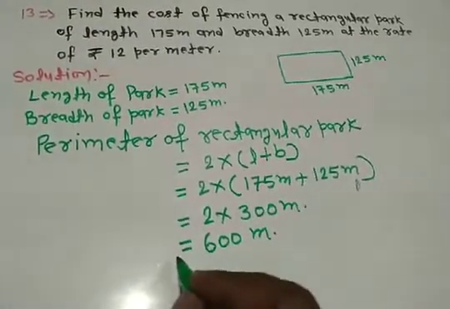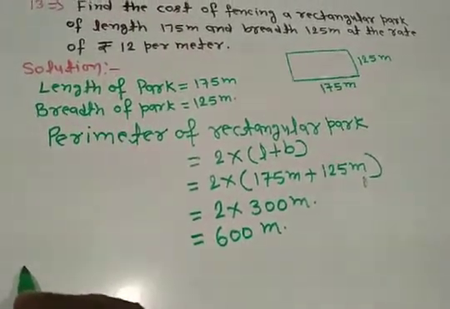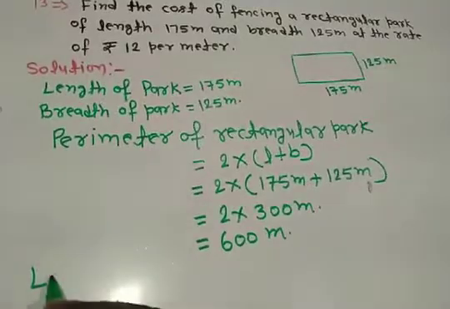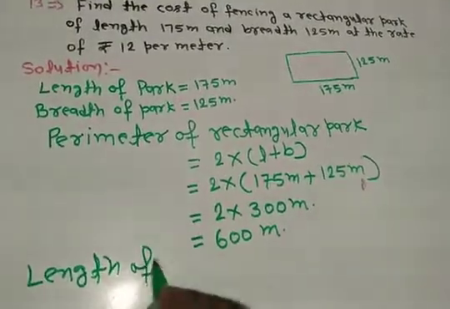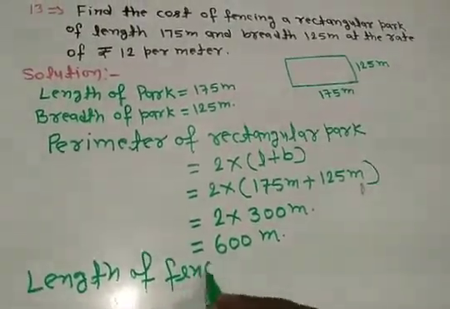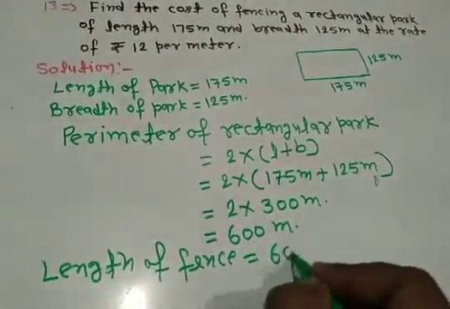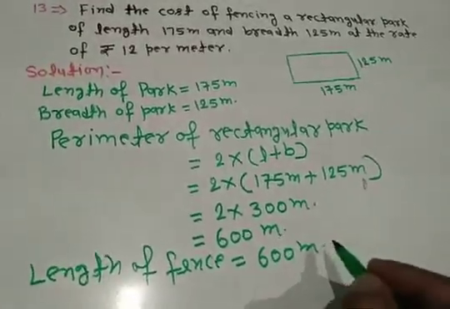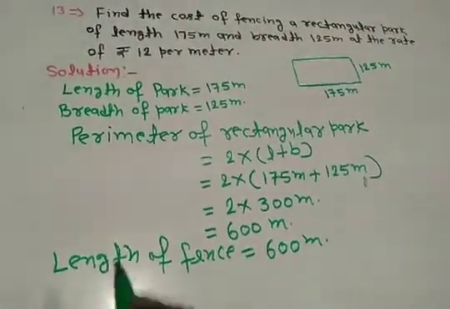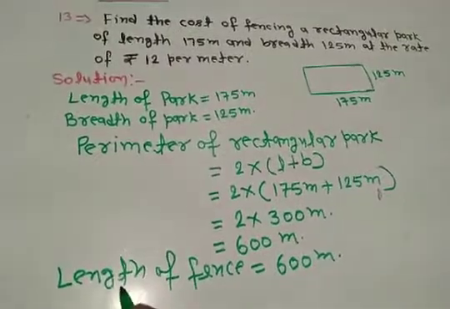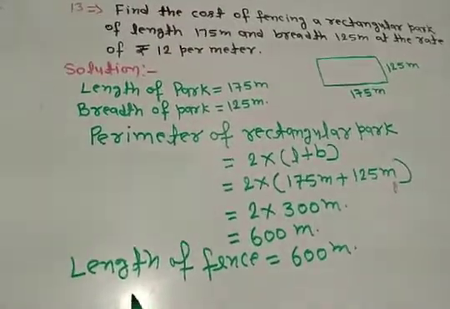This is the length of fence. The length of fence is the perimeter of the rectangular park. So the length of fence is equal to the perimeter of the rectangular park, which is 600 meter. Clear? And the rate is given. What is the rate? The rate is given, 12 rupees per meter. Clear? So we find the cost of fencing.